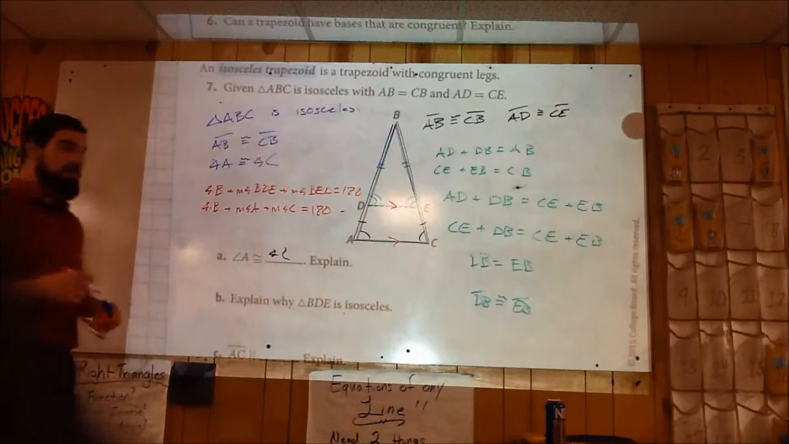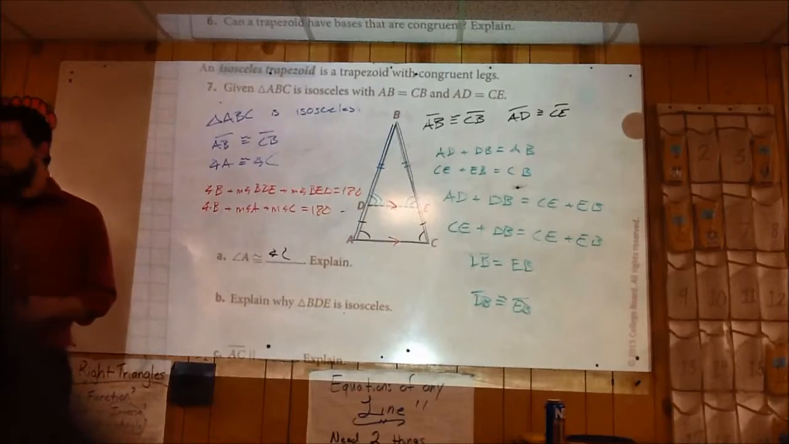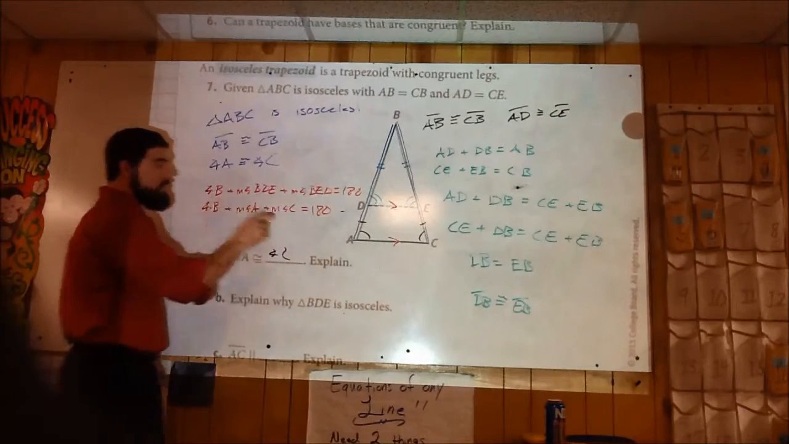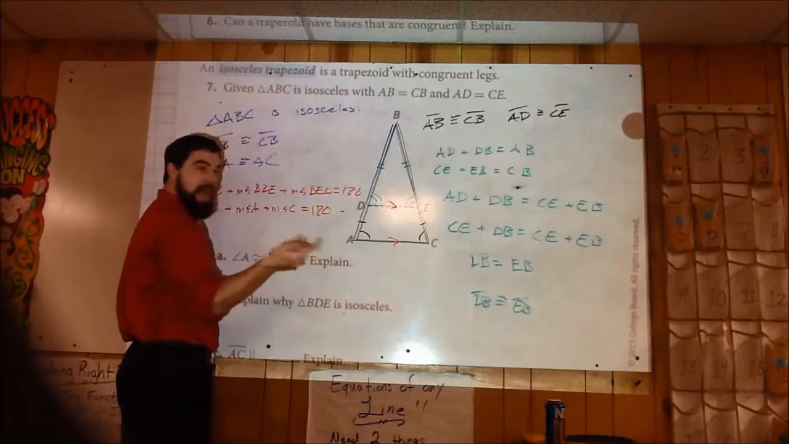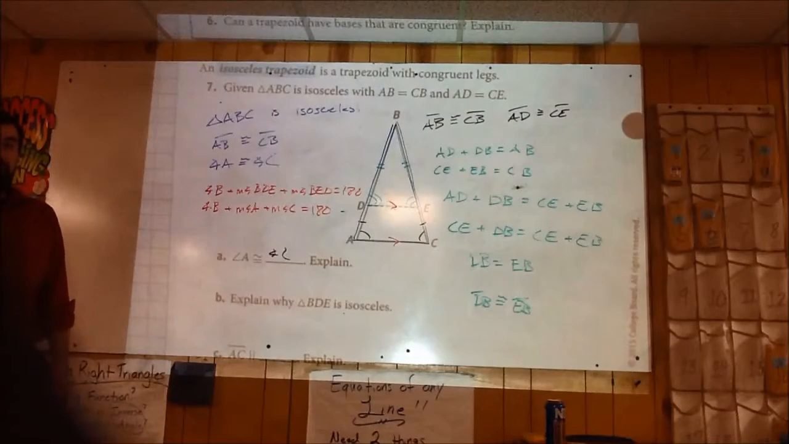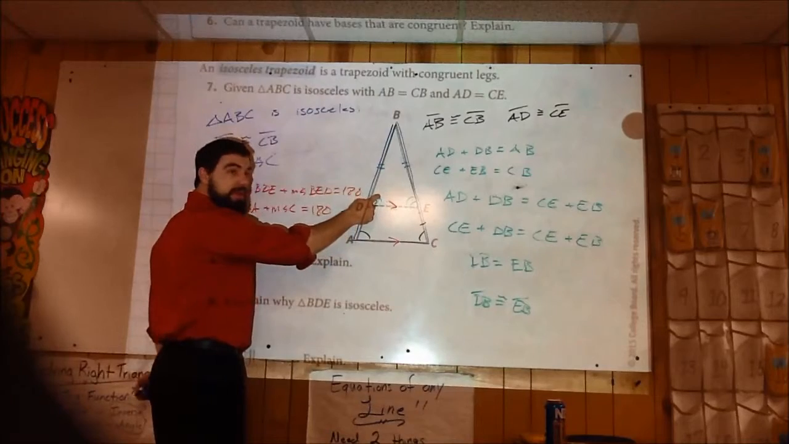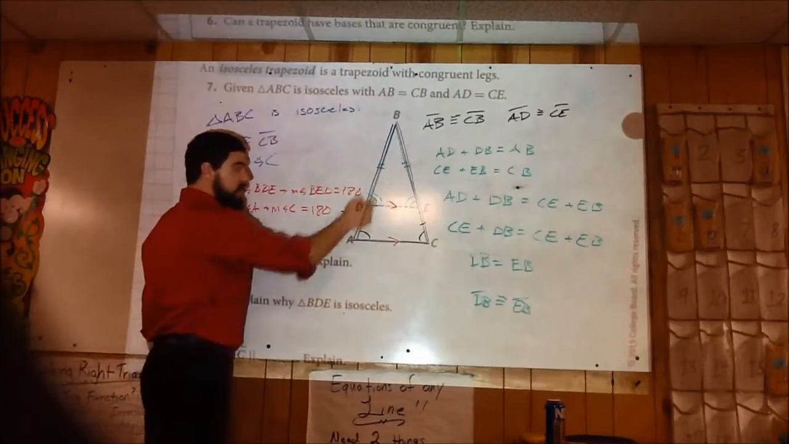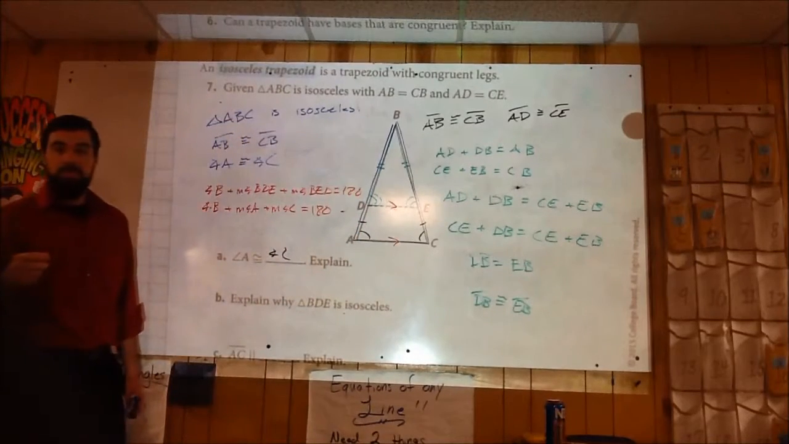So if I want to prove that these lines are parallel, I'm going to have to go through all of this. This is what I'm doing. I'm going to show that this angle here, angle BDE, has to be congruent to angle A. Once I prove that angle A and this angle up here are congruent, then these lines are going to be parallel, because if corresponding angles are congruent, then I know lines are parallel.